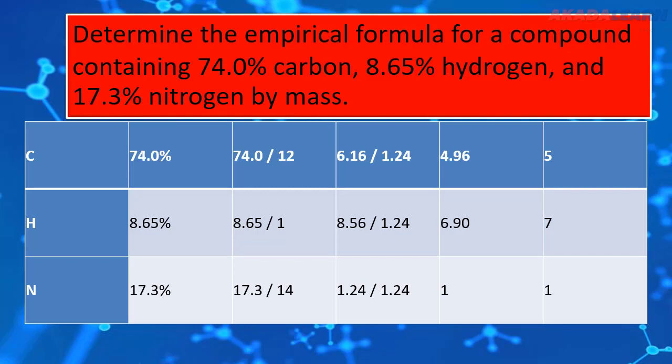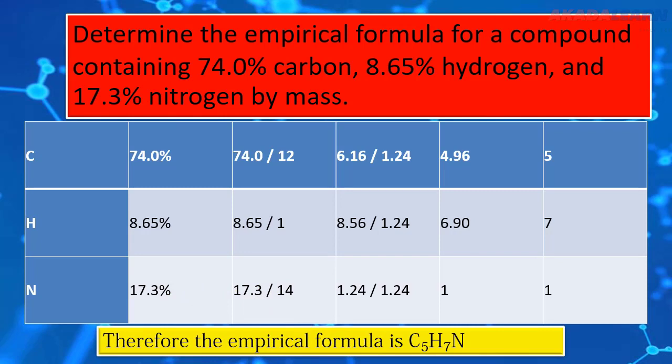So 6.16 divided by 1.24, that will give us 4.96. 8.56 divided by 1.24, that will give us 6.90. 1.24 divided by 1.24, that would give us 1. Approximating to the nearest whole number, we are going to have, for carbon, 5, for hydrogen, 7, and for nitrogen, 1. That will give the empirical formula of the compound to be C5H7N.